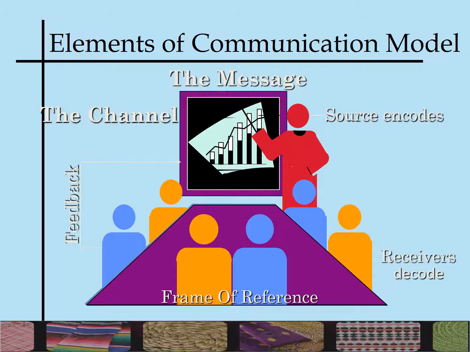Encoding happens on the source's end, on the sender's end, and it's the process of carefully crafting a message in a form that will hopefully be communicated. And decoding is the process of making meaning of that message. It happens on the receiver's end. It's when the receiver essentially tries to interpret the message of the sender.